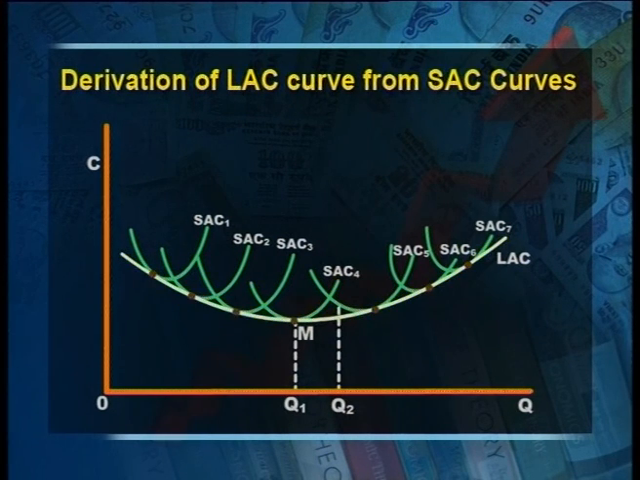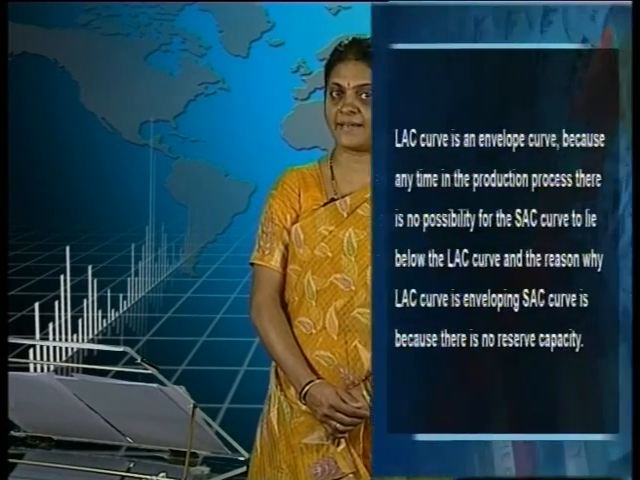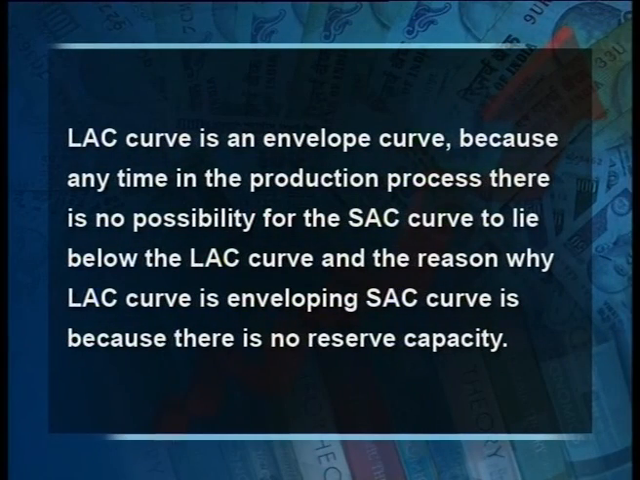When you look at the turning up of the LAC curve, it implies that the cost of production is increasing because the firm or industry is experiencing decreasing returns to scale. So, in a nutshell, we should understand that the LAC curve is an envelope curve because at any time in the production process, there is no possibility for the short run average cost curve to lie below the LAC curve.